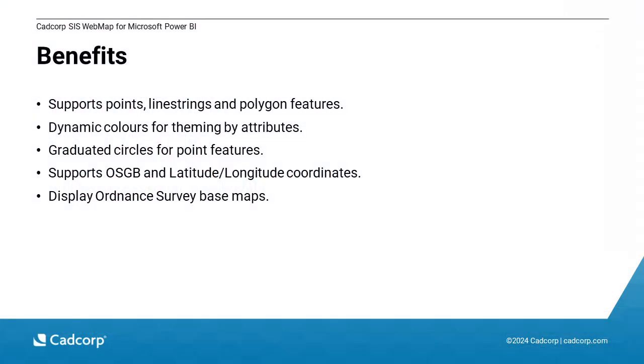Before we look at the integration in action, I want to share some of the benefits of the integration. The key benefits include support for displaying all feature types. That includes points, line strings, and polygons. These features can be displayed with dynamic colors for theming by attributes, and you can also display graduated circles for point datasets. It supports your data in both OSGB eastings and northings and latitude and longitude coordinates. That will help reduce the need to transform data for Power BI. And for customers in Great Britain, it supports the display of Ordnance Survey mapping, helping you keep a consistent map base across your mapping platforms. So let's now take a look at the integration.